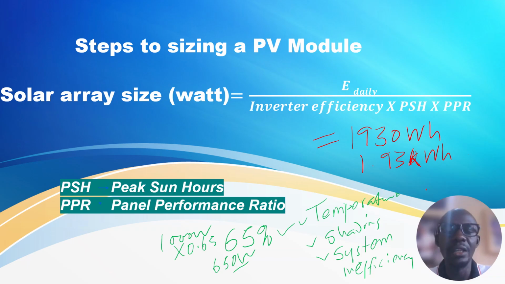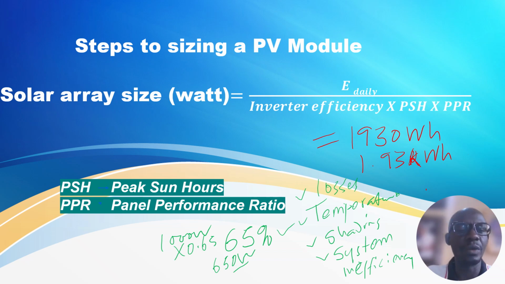Are you getting it? Temperature, shading, system inefficiency, losses due to cabling. Because you are going to cable it, there will be losses before it delivers to your inverter. So all these are factored in. So for a 1000 watts array, even a premium panel may not be able to supply more than 65%.